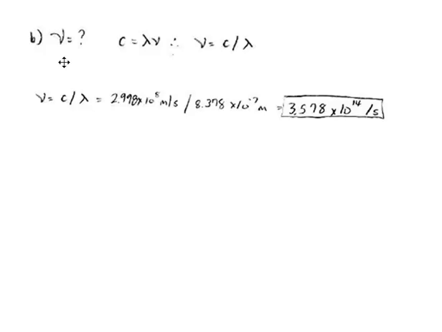Part B of this problem asks you to find the frequency of that same wave of light. Using the equation c equals lambda nu, the speed of light c equals the wavelength lambda times the frequency nu, and a little bit of algebraic rearrangement, you can plug in values. If you divide the speed of light by that wavelength in meters, you can cancel out your meters units, and you will find that the frequency is 3.578 times 10 to the 14th per second, which is the same as hertz, which is the same as seconds to the negative 1.